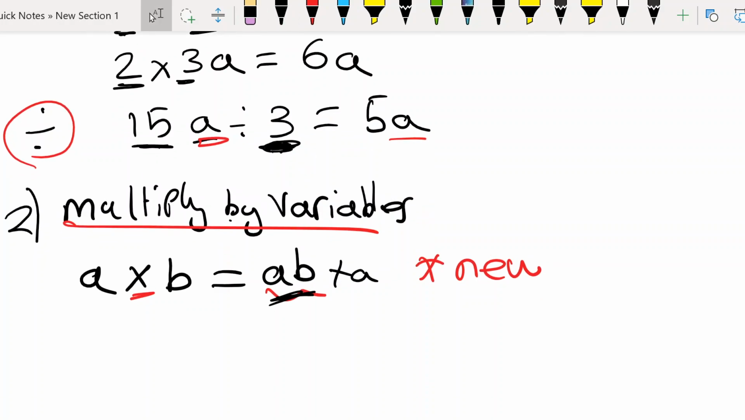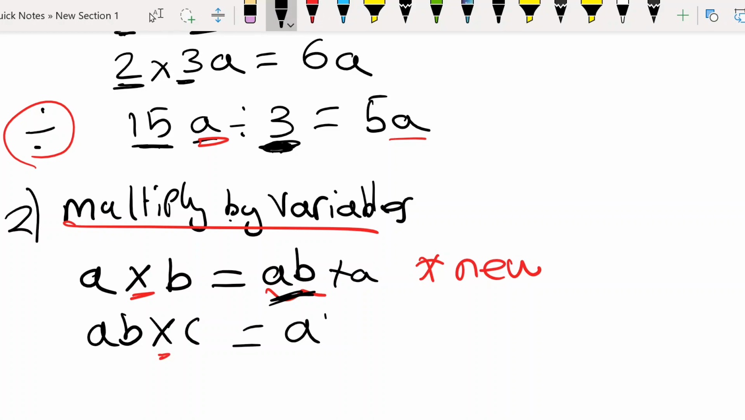They just join up, so any variable. If I had AB and I want to multiply it by C, you just join them up. You get rid of the multiplication sign and you join them up. So this becomes ABC. And the thing with multiplying by variables is that it doesn't matter what order you write them. So CAB or ABC or BAC, it's all equal to the same thing.